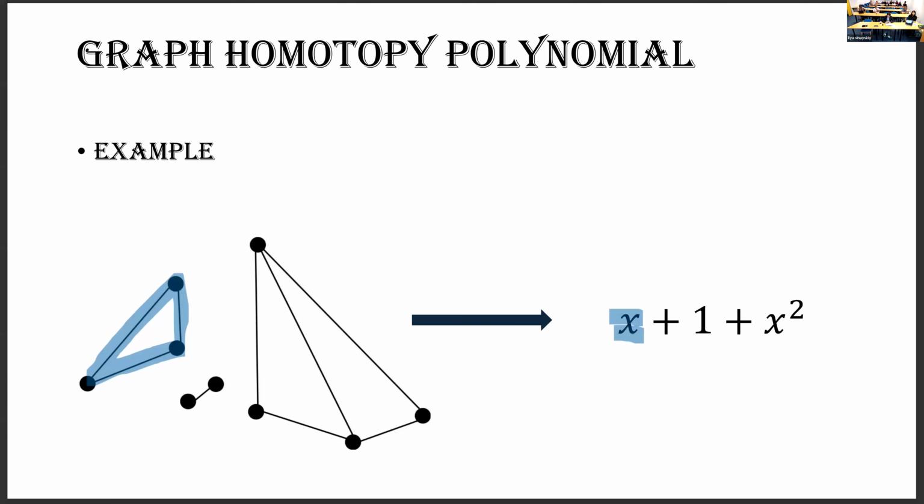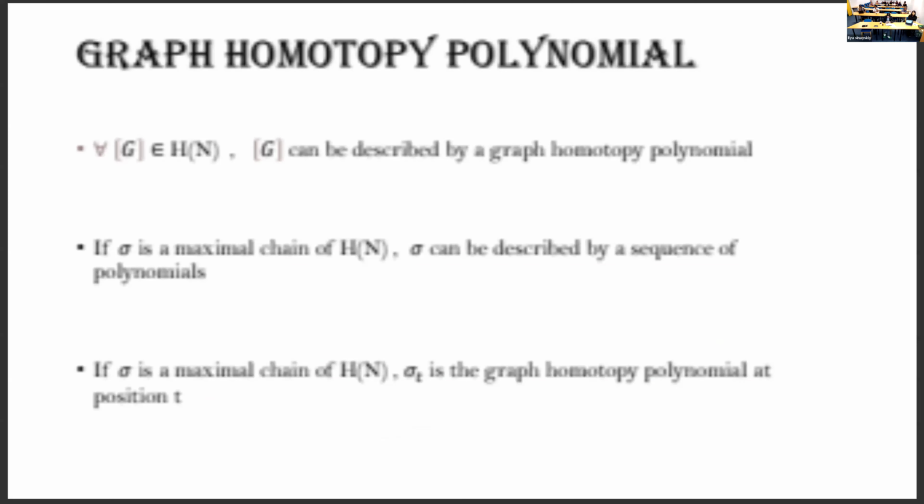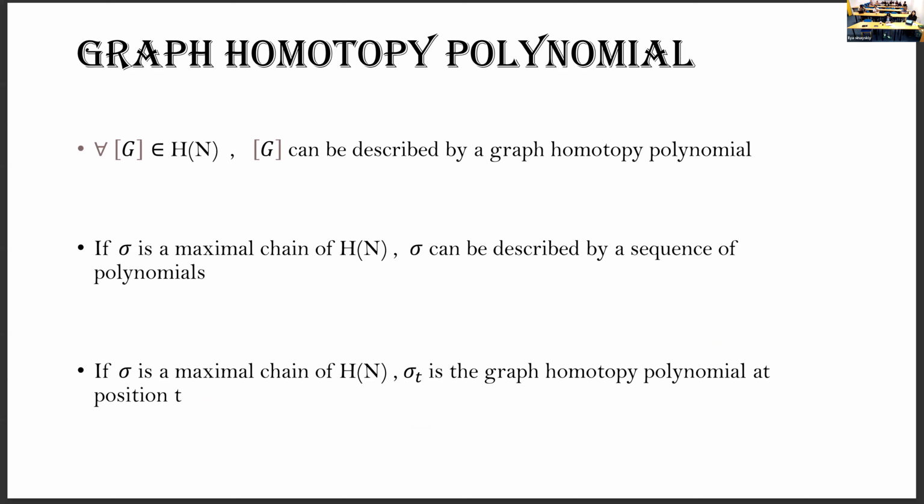So we associate the term x to the 1. To the next connected component, there are no loops, so we associate the term x to the 0, and that gives us 1. And to the last connected component, which has 2 loops, we associate the term x to the 2. So we can actually describe an equivalence class via a polynomial.